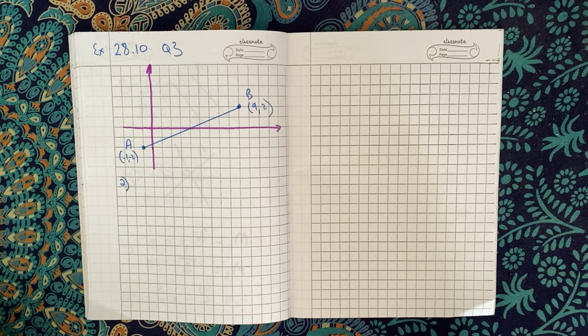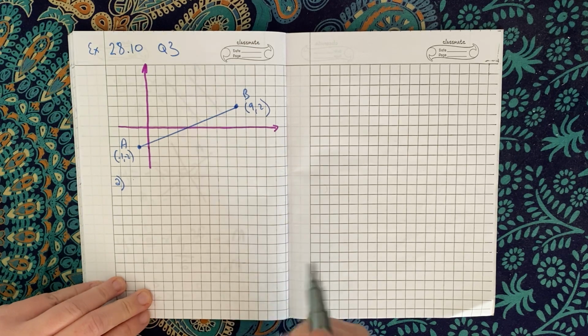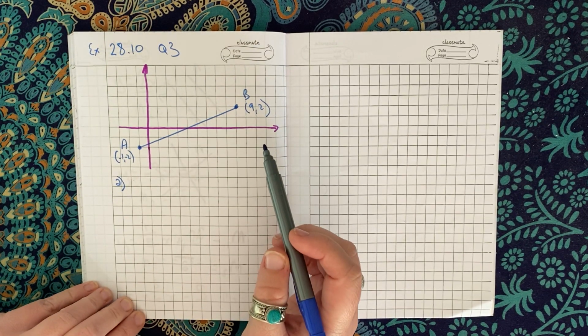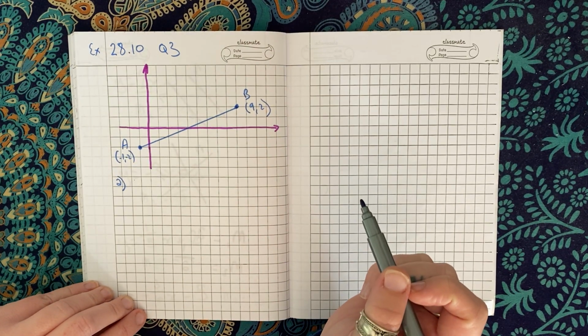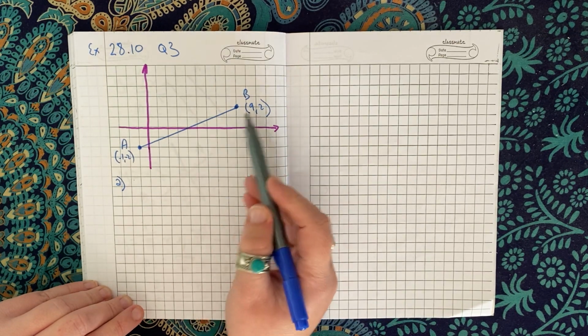Hi, so we're going to go through one of the questions from the last exercise because I've had a request for that. So I'm just going to work through it as the book says. So this is the diagram. Obviously it's not complete because I don't know where to draw the other point yet. I'm going to work that out. So the first thing we're asked to do is find the equation of the line passing through these 2 points.